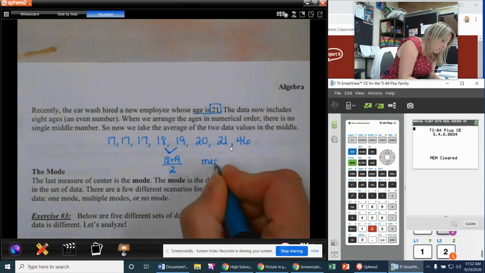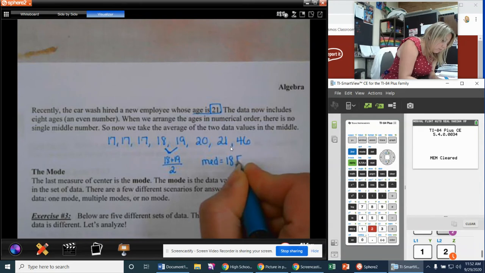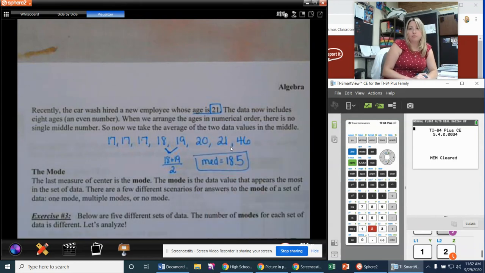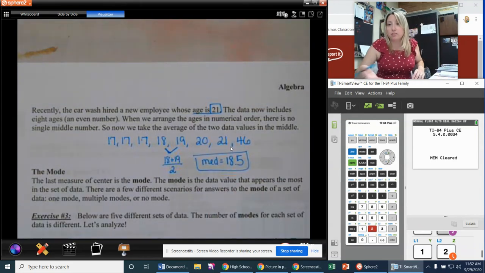So this time the median is 18 and a half. Does that make sense? Well, email me if it doesn't, because it's not like you just answered me there.